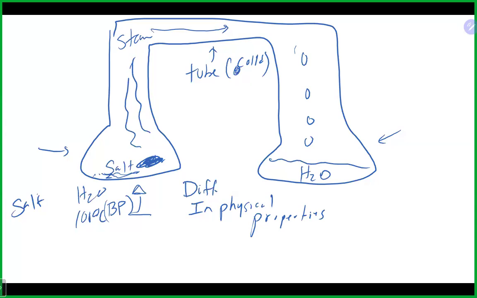Now, when we look at filtration, we're doing the same thing. With the filter paper, we're using the difference in size of the molecules to separate them out. So both filtration and distillation are physical processes that allow us to use different properties to separate things out.